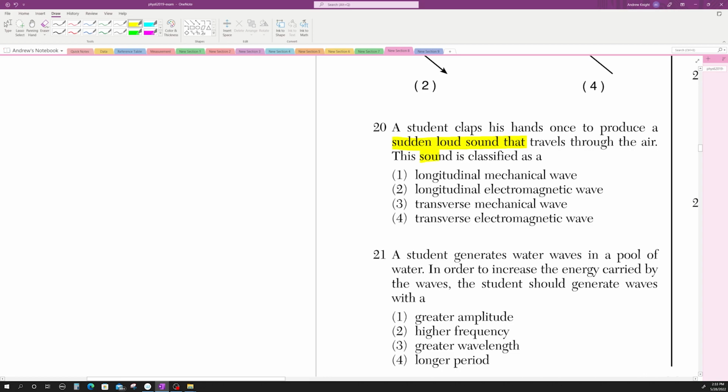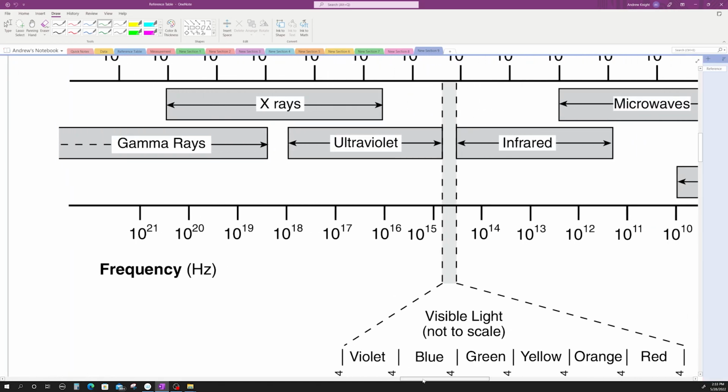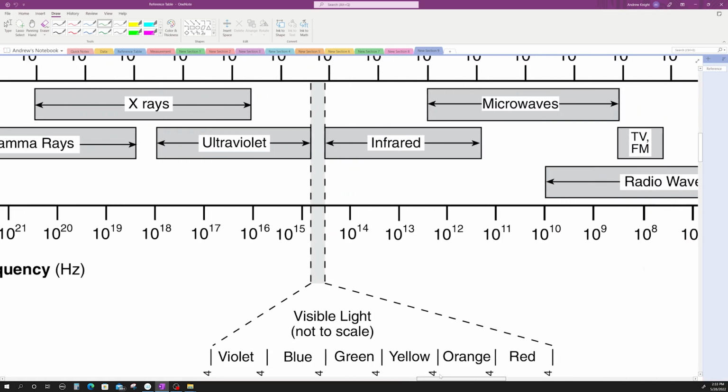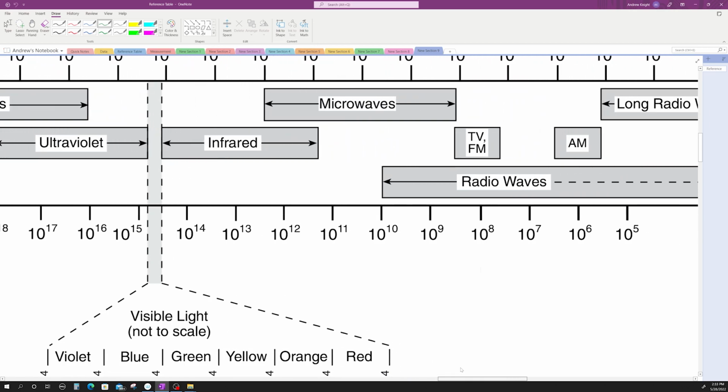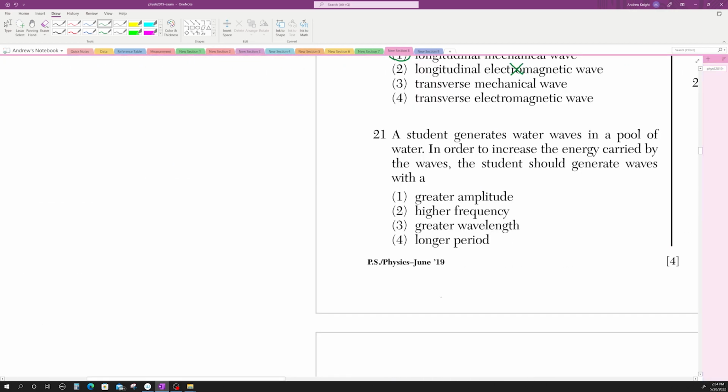This sound is classified as, well, sound is a longitudinal wave. Sound requires something to move. So sound is a longitudinal wave, yes, and it's mechanical. It is not electromagnetic. How do I know? Well, because if you go to your reference table, to electromagnetic waves, do you see sound listed? Do you see sound anywhere on your electromagnetic waves? I don't.